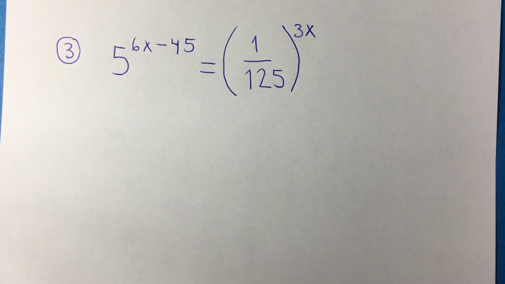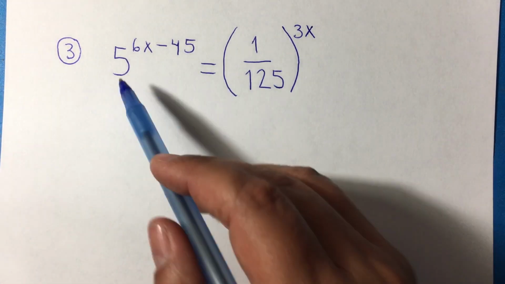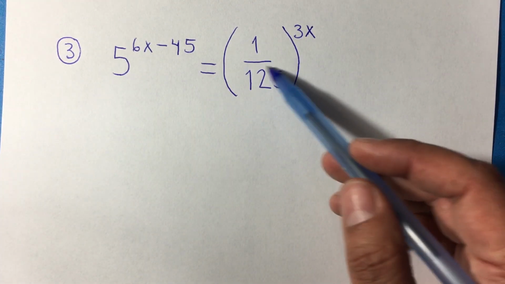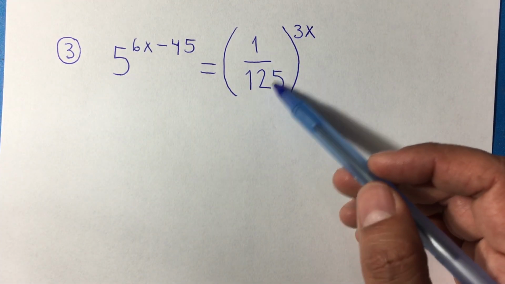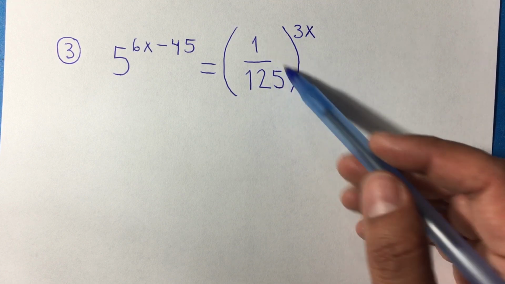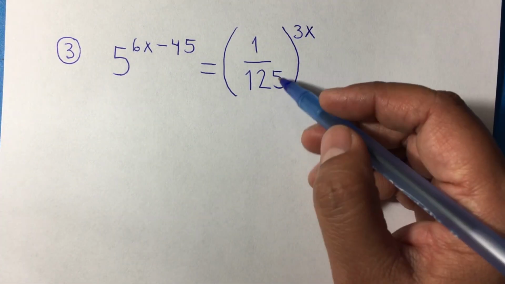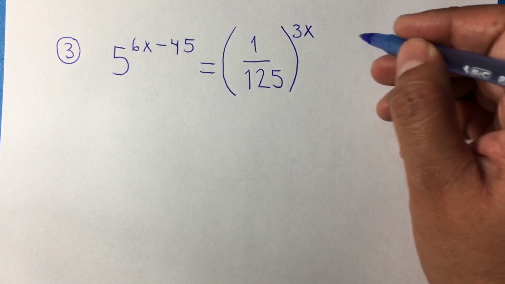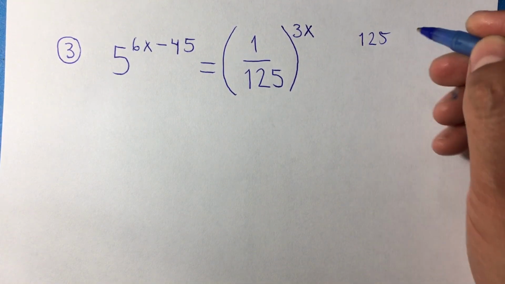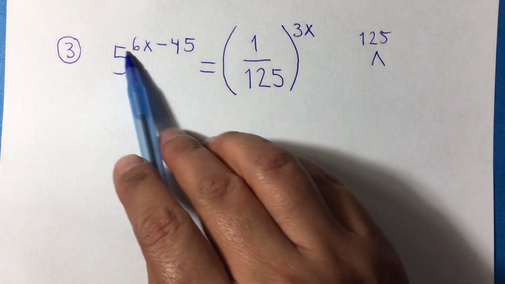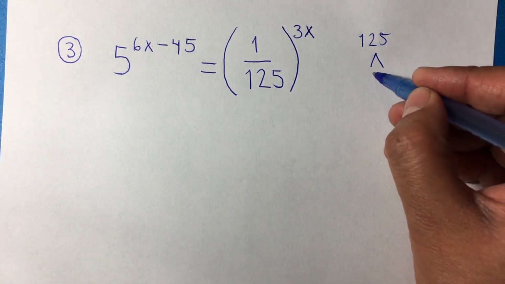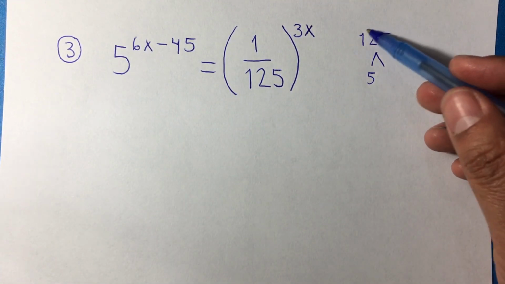Let's do one last one. Again, we have 5 and 1 over 125. Again, because it's a fraction, we know that it's going to be a negative exponent. But before we do that, this needs to be factored. 125. We're going to use the smaller base as one of the factors and divide.